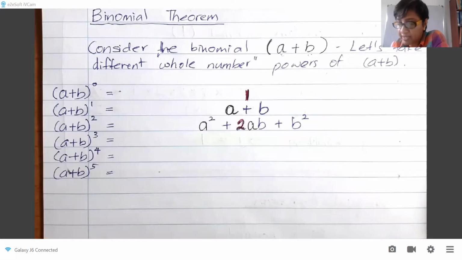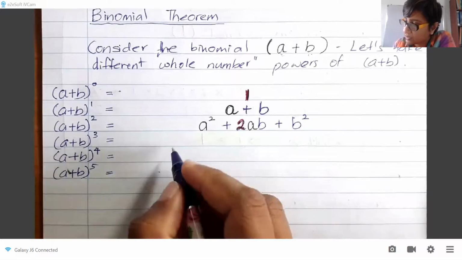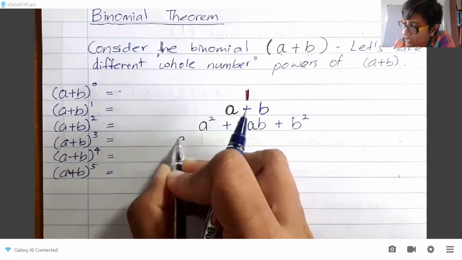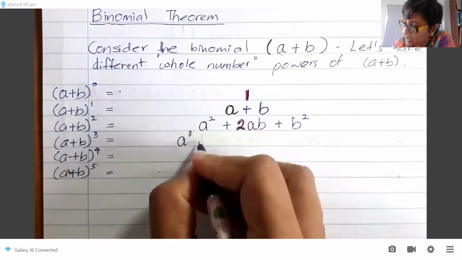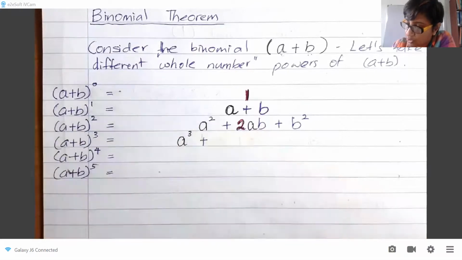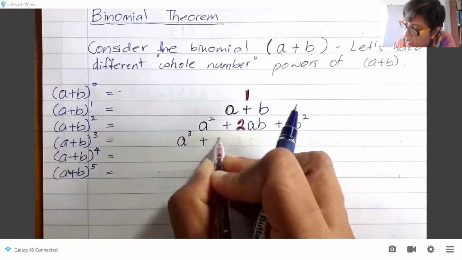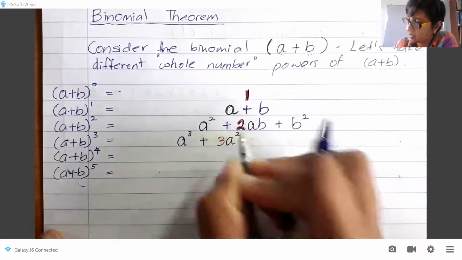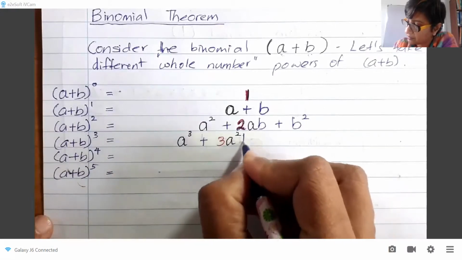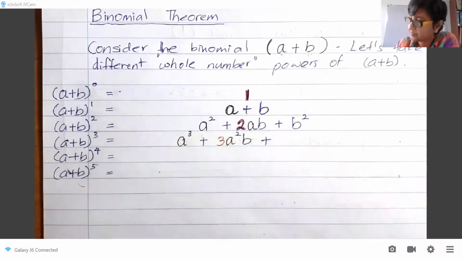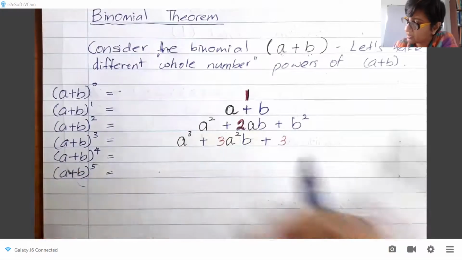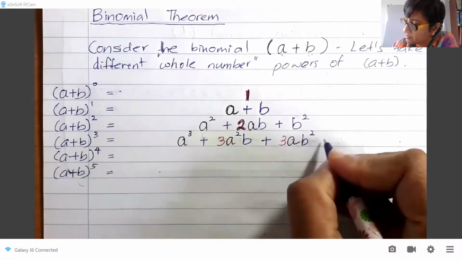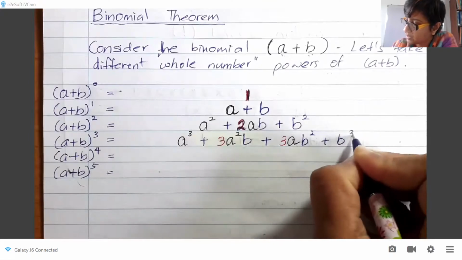Right? (a + b) cubed, I actually wanted to expand it and find it. You will see if you do it, you get a cube plus 3a squared b plus 3ab squared plus b cube.